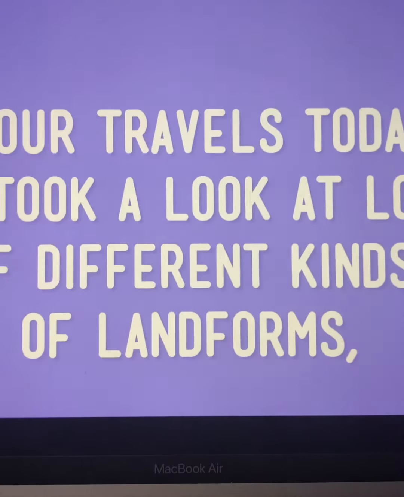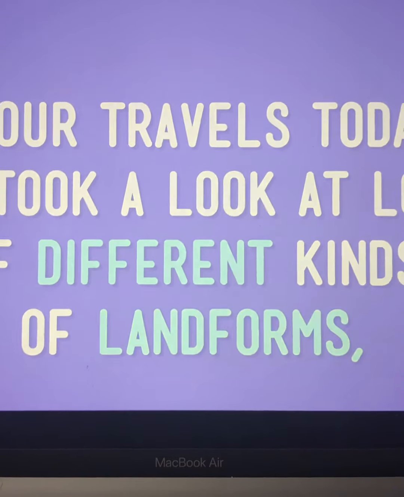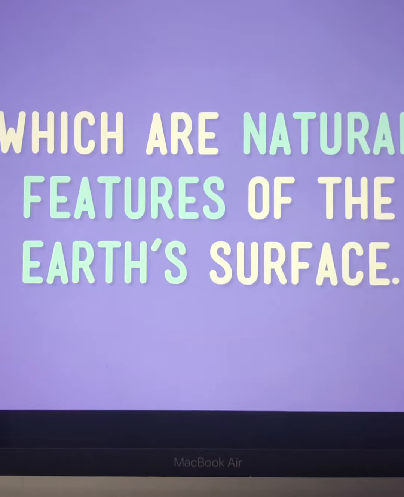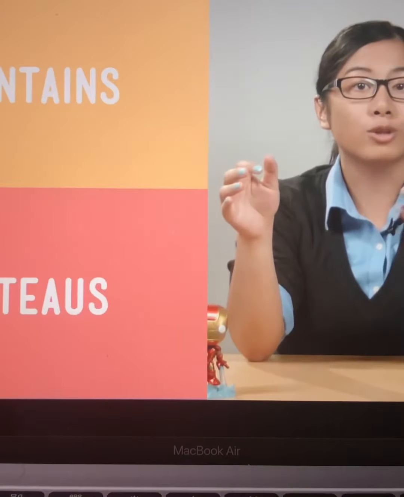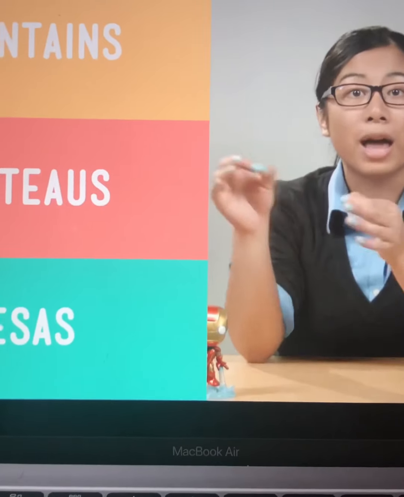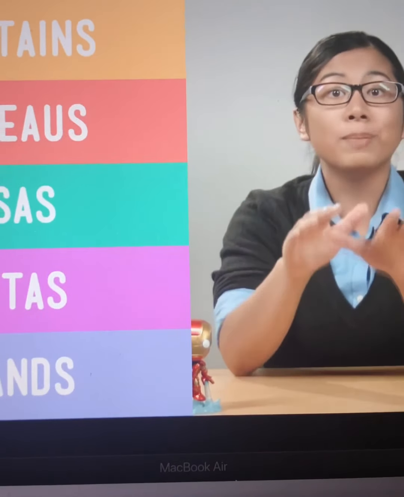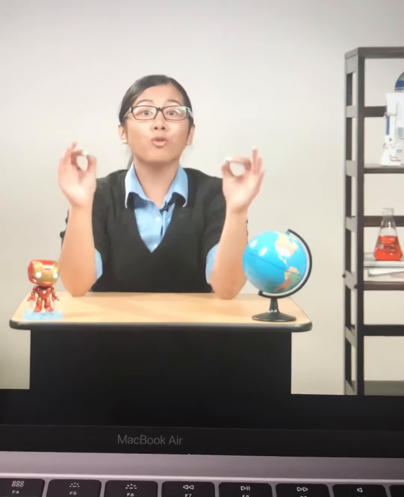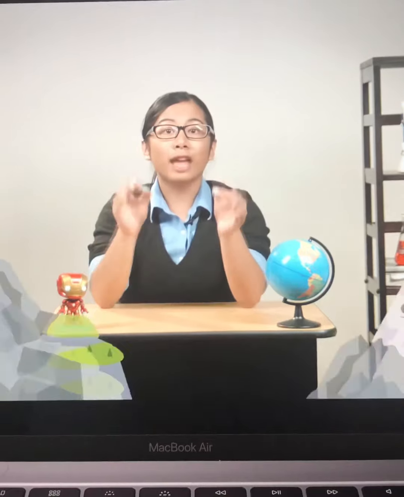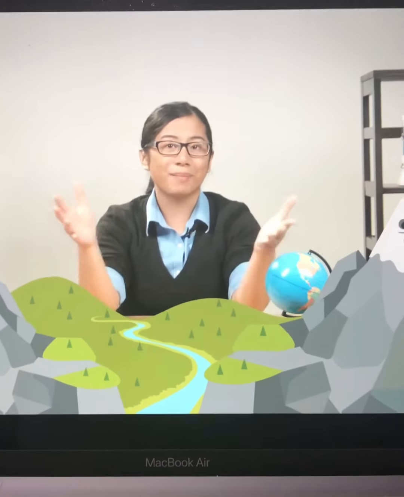In our travels today, we took a look at lots of different kinds of landforms, which are natural features of the Earth's surface. Landforms can stretch high above the Earth's surface, like mountains, plateaus, or mesas, be created in or by water, like deltas and islands, or even be dry, like deserts. So remember these things the next time you step outside. Underneath and beyond and all around the things that people have made, there are landforms, millions of years in the making.